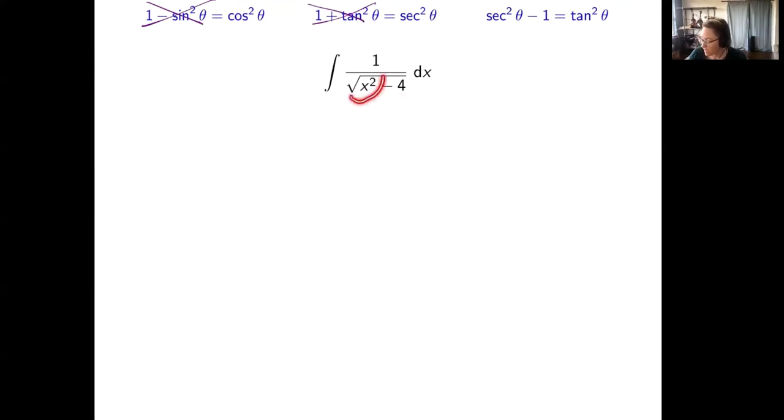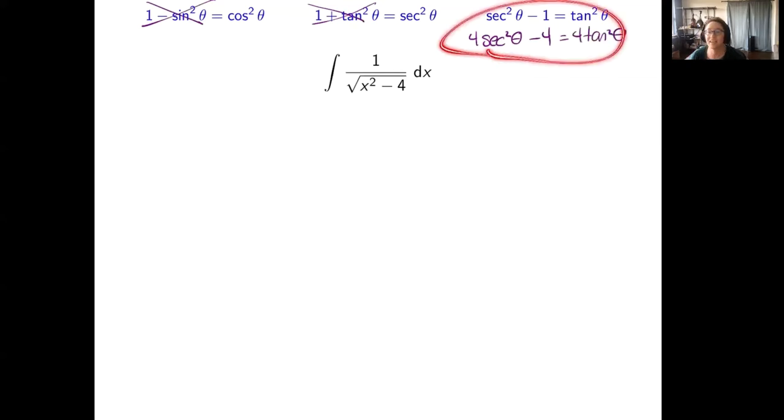When I do my substitution, I can make x into whatever I want. I define the theta that works with x, but 4 is just going to be 4. So I'm going to need to multiply my identity by my constant so that it's going to work out. So I'm going to multiply the left and right side of this equation by 4. 4 secant squared theta minus 4 is equal to 4 tangent squared theta, and that is the form that I'm going to use this identity in.